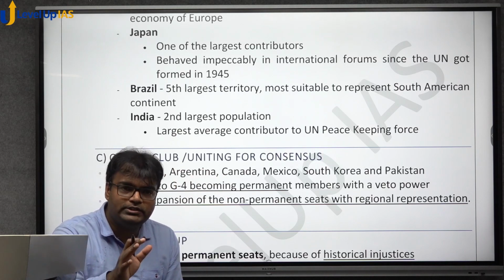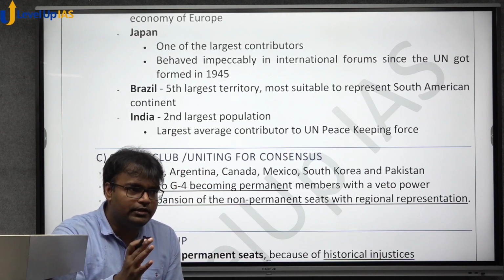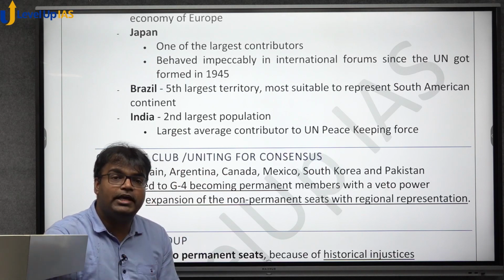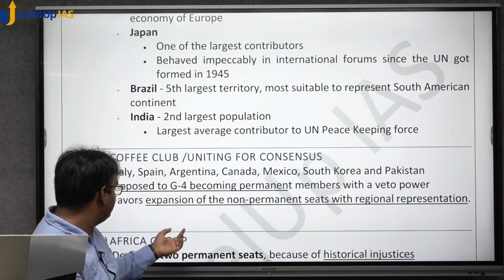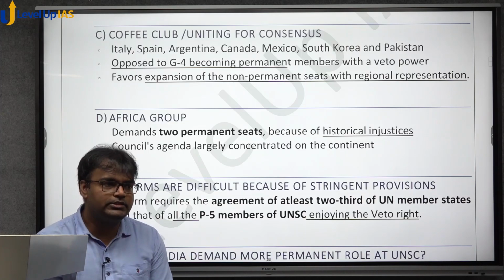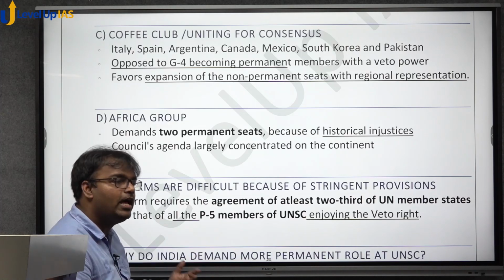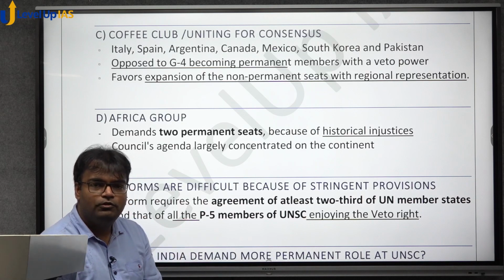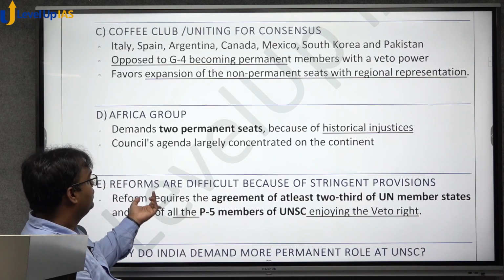But are you able to understand? Reforms are being demanded. Everyone understands that UNSC has problems, but the types of reforms being demanded are different. There's another group, the Africa group. It says that give us 2 permanent seats. We have faced historical injustices and most of the work of the United Nations has been in Africa. We should have more say.